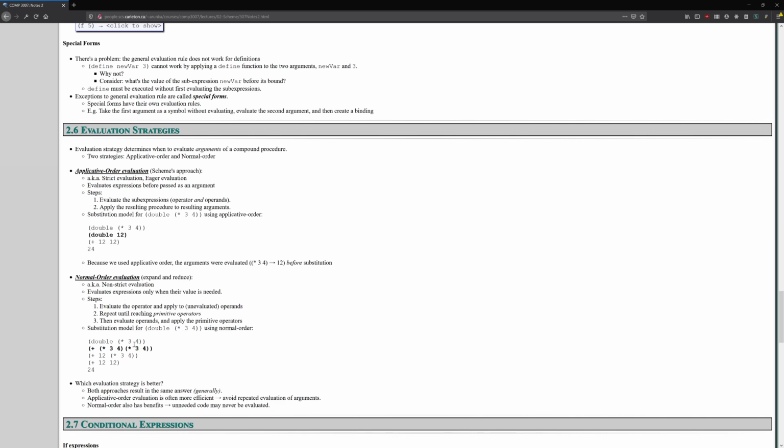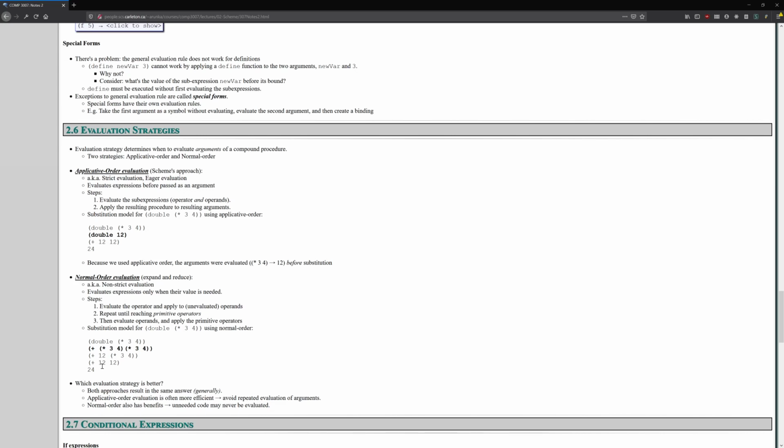Once we've done that substitution, we can evaluate the combination. Now we have the symbol plus, which is a primitive operation. We can't do that operation until we have the values of these other sub-expressions. So then we start to evaluate left to right: times 3, 4 gets 12, times 3, 4 again gets 12, and then we get the same answer, 24. So in these cases, it doesn't change the meaning, it's just the order of evaluation that changes.